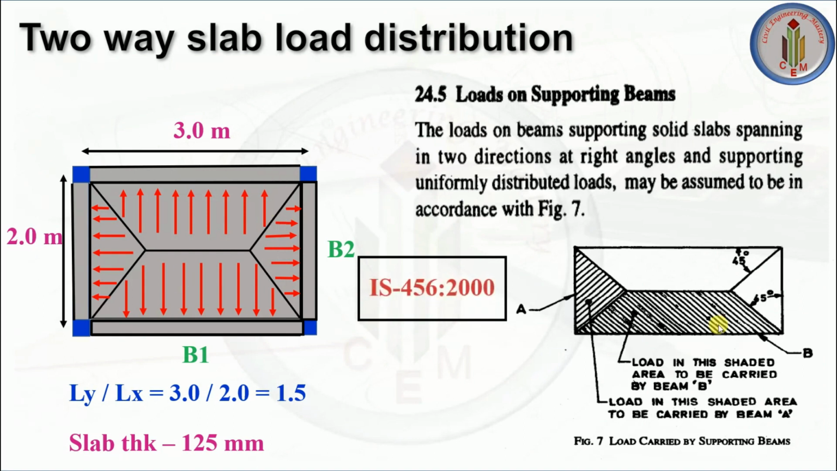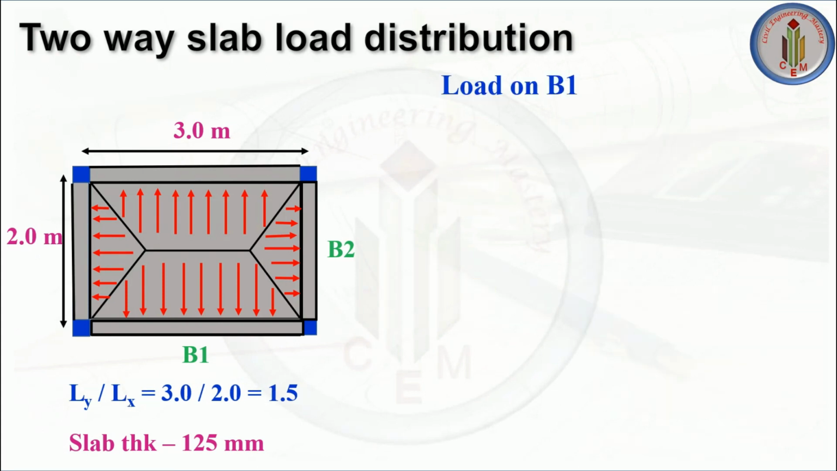So you can come to know from this picture, this trapezoidal area load will go to beam 1 and this triangular area load will go to beam 2. That is what is given here. Load in this shaded area to be carried by beam B. This is beam B, and load in this shaded area to be carried by beam A. Next, let's start with the calculation.